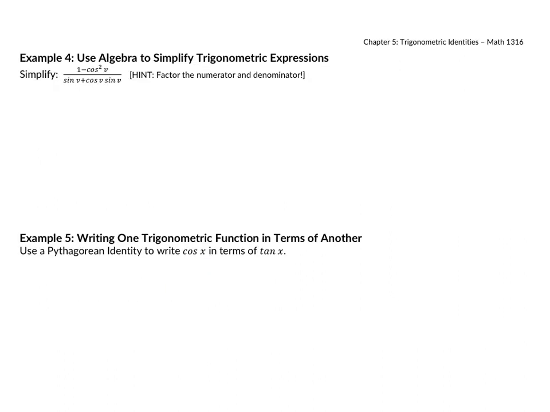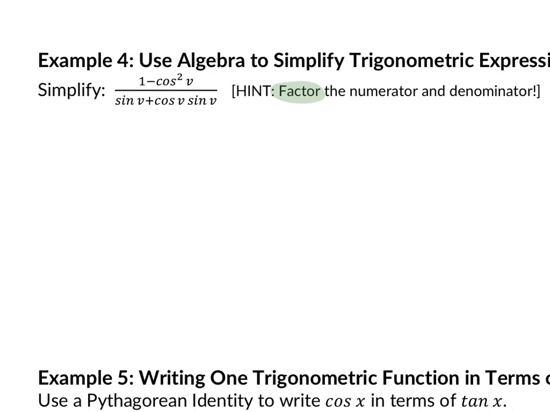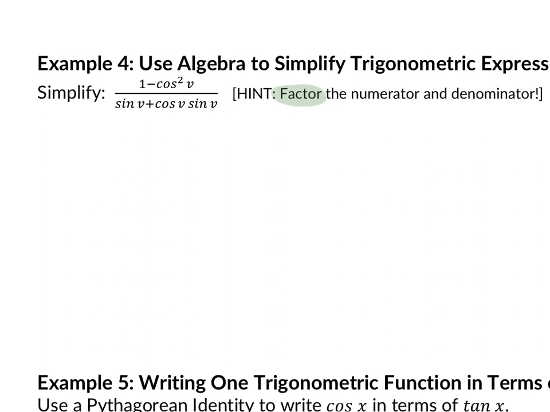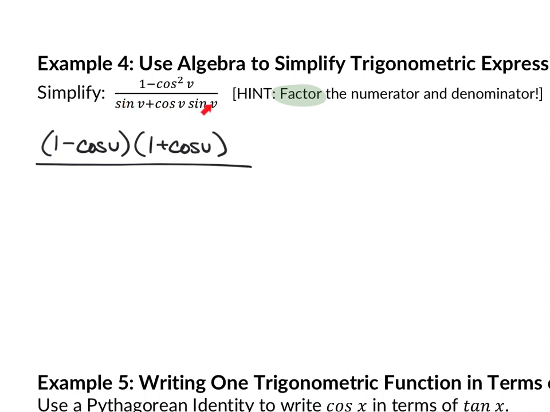The last example that's kind of the same is we're going to factor to simplify these trigonometric expressions. So it gave us a hint here of what to do. I notice in this equation that this top part is the difference of two squares again. So I have something squared minus something squared, which means immediately this is going to factor to 1 minus cosine of v, 1 plus cosine of v. My denominator, I notice, both the first term and the second term after the plus sign have sine of v listed. So I can factor out sine of v, which means I'd have 1 plus cosine of v remaining.